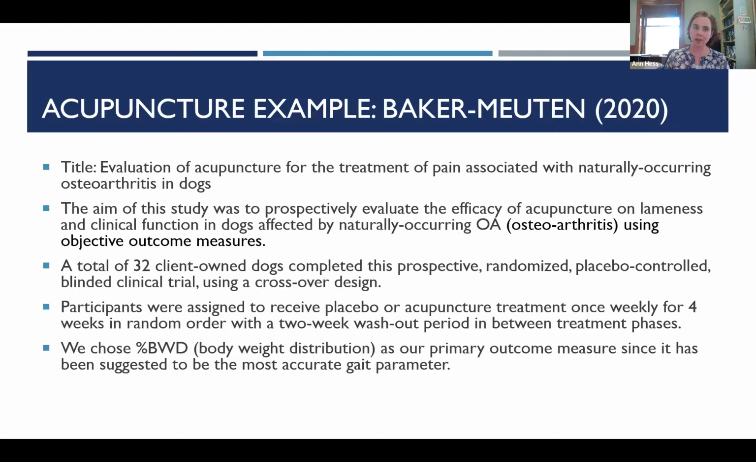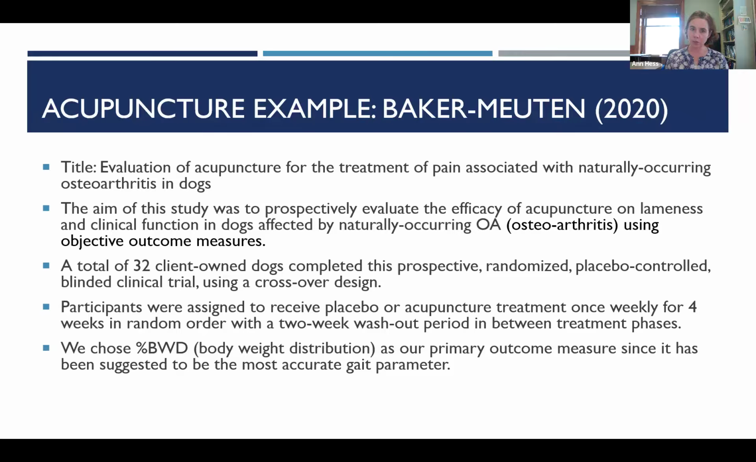So the title is Evaluation of Acupuncture for the Treatment of Pain Associated with Naturally Occurring Osteoarthritis in Dogs. Just like the name implies, they used pet dogs, typically older, who were experiencing osteoarthritis, and they were investigating the effectiveness of acupuncture. They do actually do acupuncture treatments for dogs at the CSU Vet Hospital. The aim of this study was to prospectively evaluate the efficacy of acupuncture on lameness and clinical function in dogs affected by naturally occurring OA.